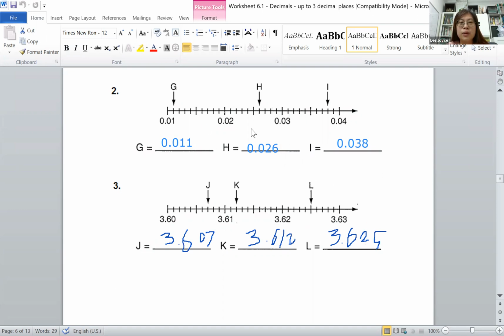The same goes for question 2. No problem, everyone. All right, let me clear this.